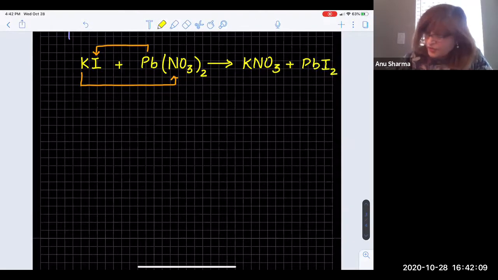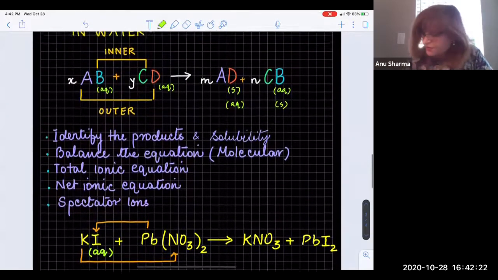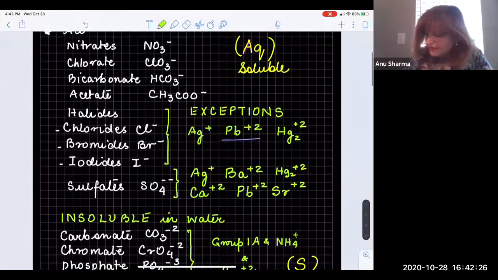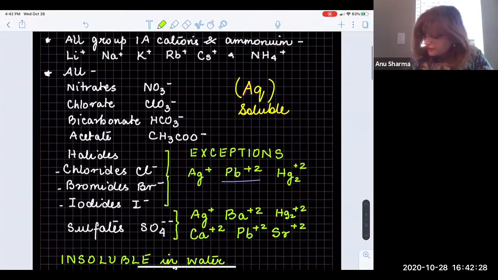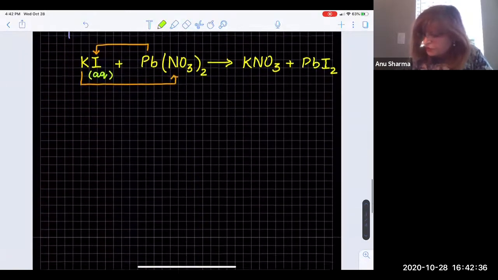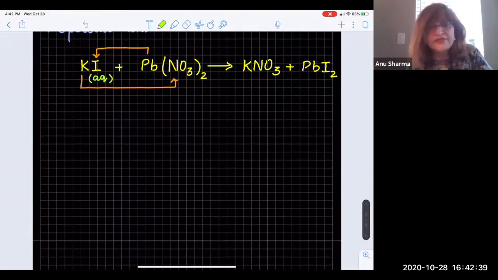Okay, so next is identify the solubility, and the solubility is for potassium iodide. Potassium iodide is soluble in water, group 1A. All iodides are soluble in water except lead. So we have these rules here. So except lead iodide and silver iodide, all iodides are soluble in water. And moreover, this is a group 1A cation, so potassium is going to be dissolving in water. So we will write it as aq.